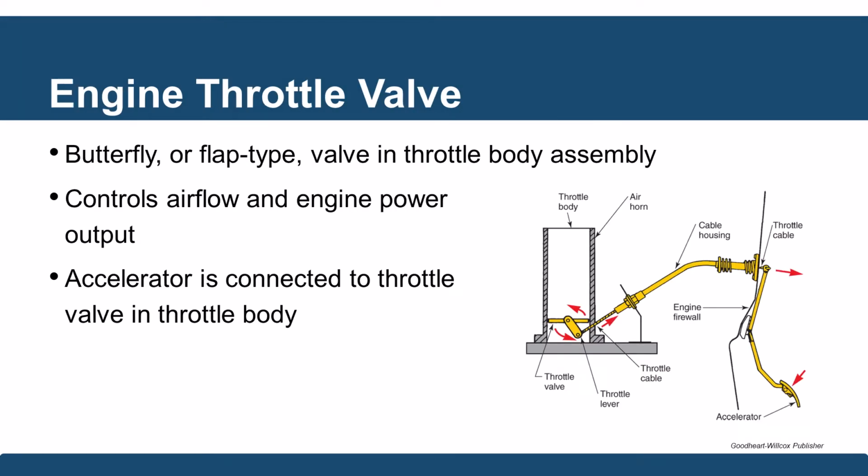Taking a look at the engine throttle valve, this is the butterfly or a flap style unit that's in the valve body itself. And that controls the airflow, which inadvertently is going to transfer to engine power output. As that throttle plate moves, we adjust the amount of air that's going in. We'll also adjust the amount of fuel being injected into the combustion chamber. The accelerator is connected to the throttle valve that's actually in the throttle body.